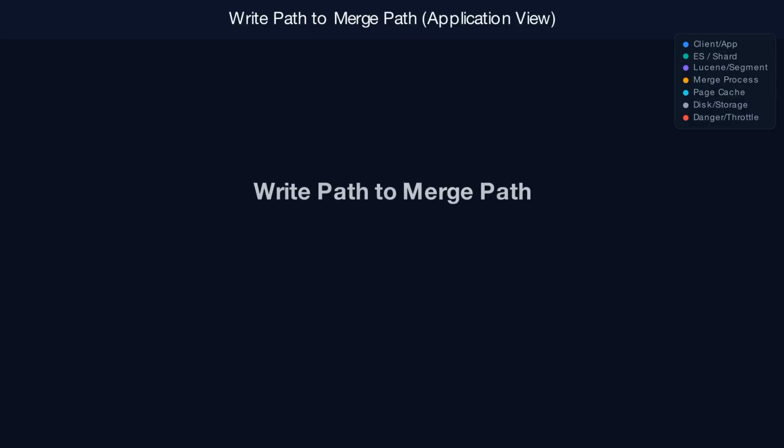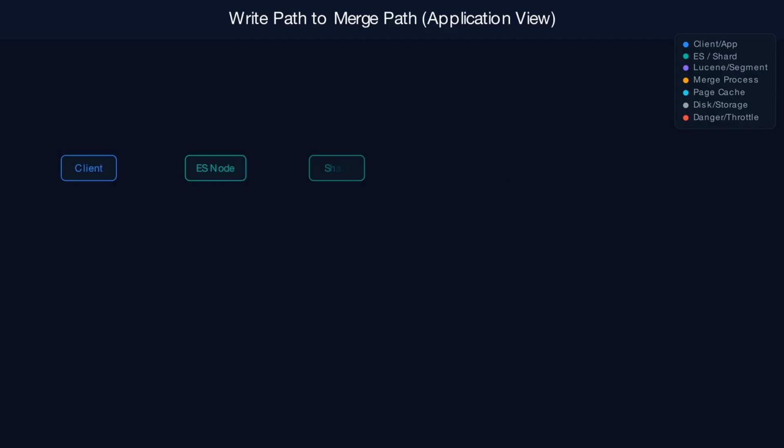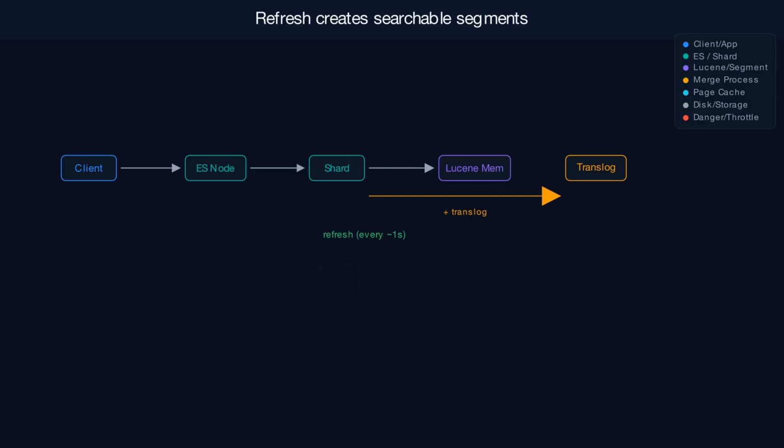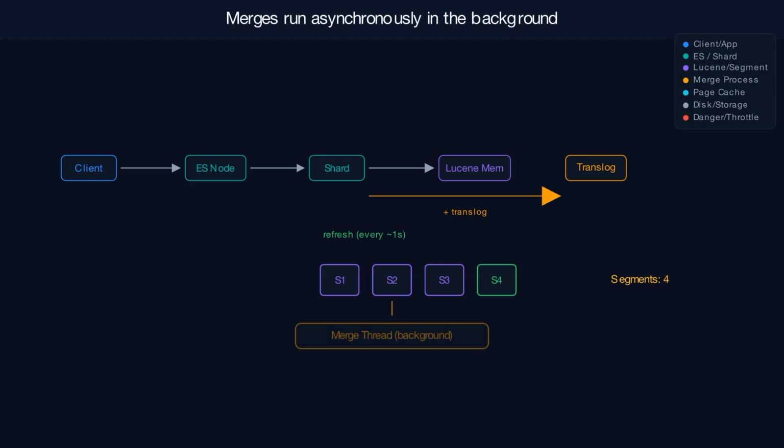Now let us connect this to the Elasticsearch application layer. A write request arrives through the REST API. Elasticsearch routes it to the target primary shard. The indexing pipeline analyzes text, builds Lucene fields, and writes into Lucene's in-memory indexing structures. That data is also protected by the translog for durability before Lucene segments are fully committed. Then, during refresh, which happens by default every second, a new searchable segment appears.